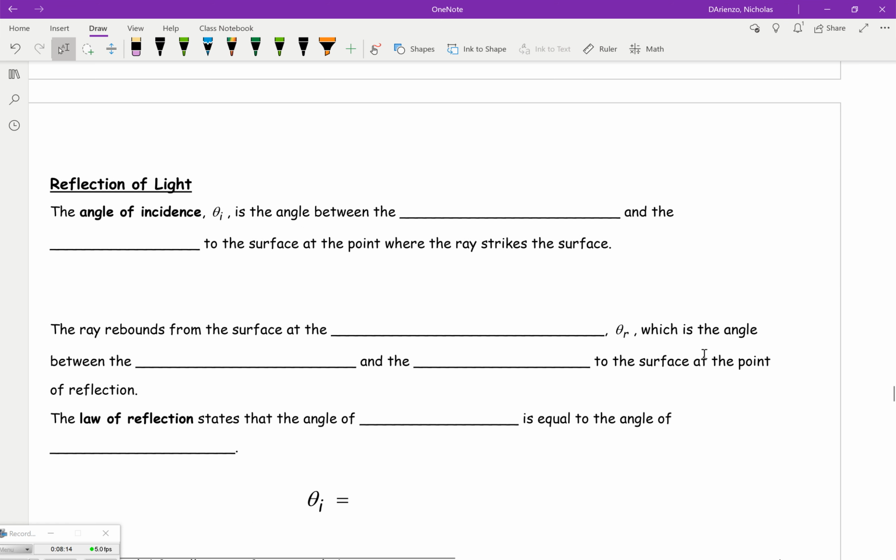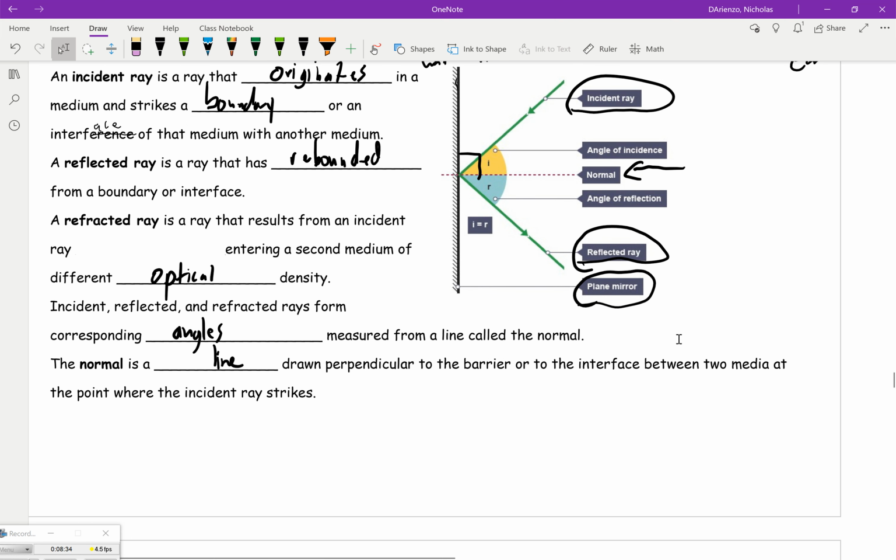The angle of incidence is the angle between, oddly enough, the incident ray and the normal to the surface at the point where the ray strikes the surface. So the angle of incidence we see is represented by the little I there. That's the angle to the normal at which the incident ray is coming into this boundary. And we see here that I equals R.